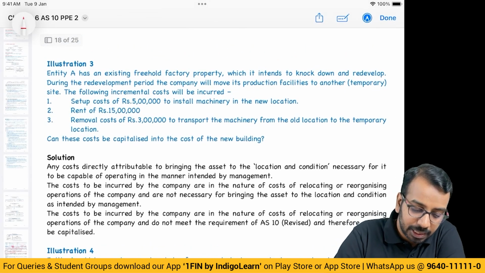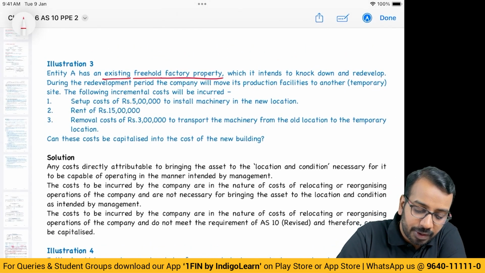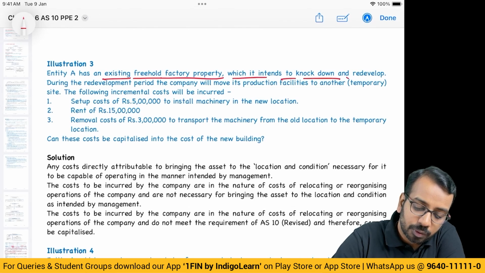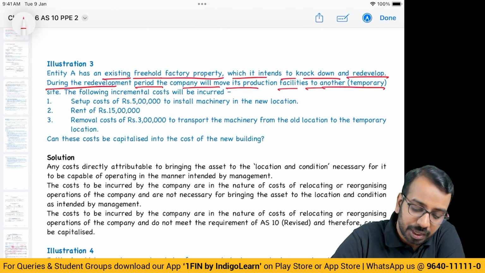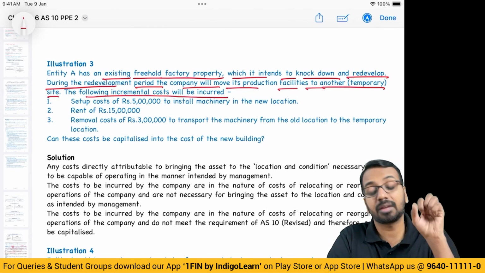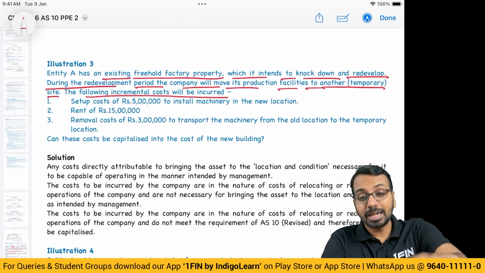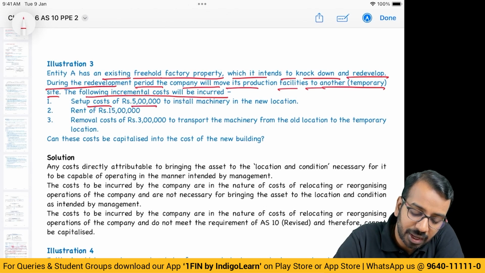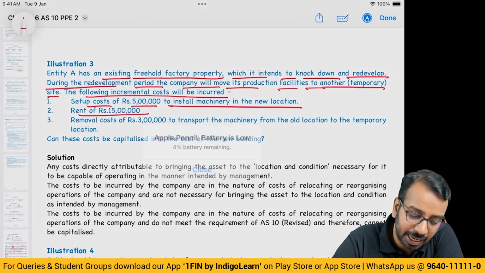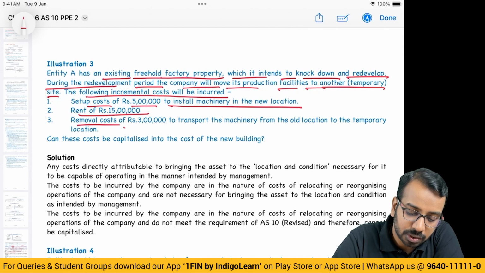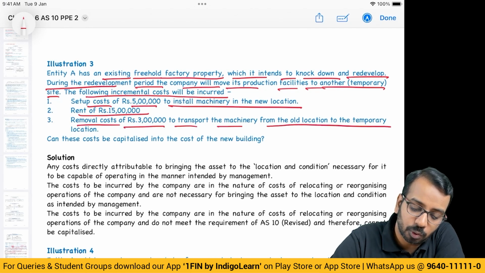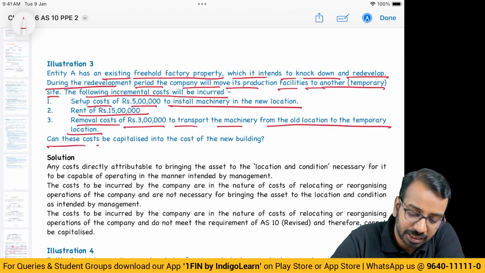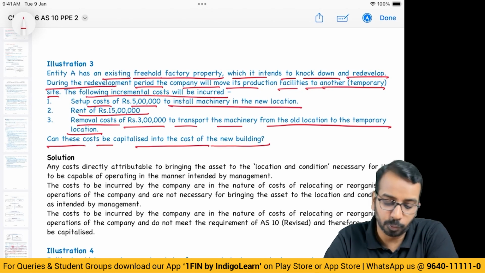Then, Entity A has an existing freehold factory property which it intends to knock down and redevelop. During the redevelopment period, the company will move its production facility to another temporary site. The following incremental costs will be incurred. So, you have an existing factory property, you want to dismantle that and redevelop that. Some costs are incurred: setup cost of 5 lakh to install the machinery, rent of 15 lakhs, removal cost of rupees 3 lakhs to transport the machinery from the old location to the temporary location. Can this cost be capitalized into the cost of the new building?